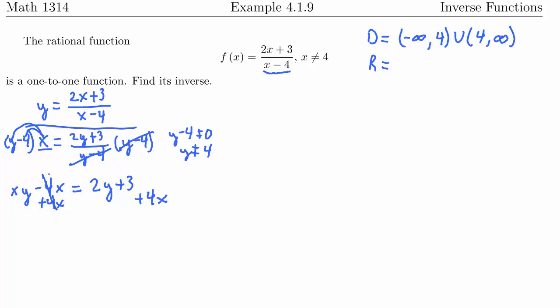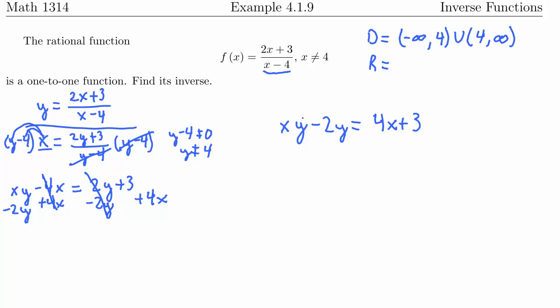Notice that the 4x's are gone on the left hand side. On the right hand side, I still have this 2y. I want that on the left hand side because that's where I want all my y terms. So I'm going to subtract 2y from both sides. Notice that that's gone. And this 3 can stay where it is because it does not have a y with it. So what you get from this is xy minus 2y is equal to 4x plus 3, or 3 plus 4x, whichever one you prefer.